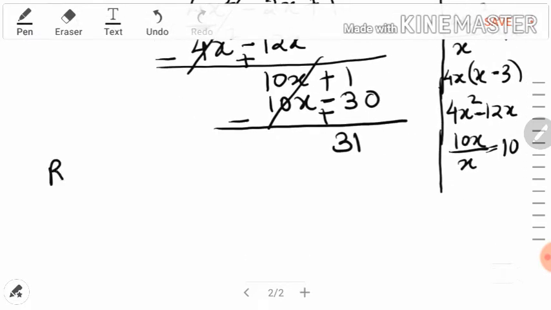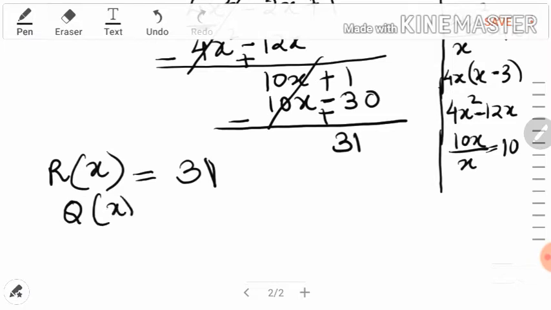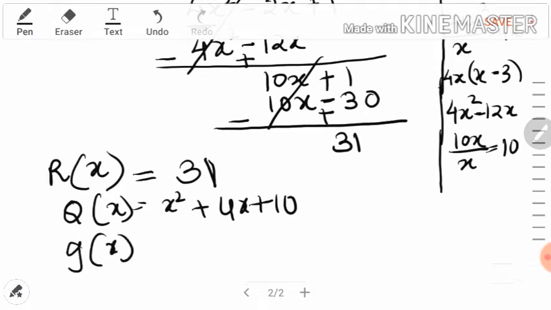So the remainder is also a polynomial. Remember, we had studied a constant number is also a polynomial. We will write it as r in bracket x equal to 31. The quotient is x square plus 4x plus 10. Divisor is x minus 3.